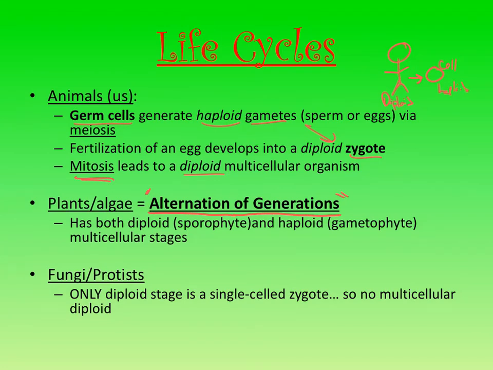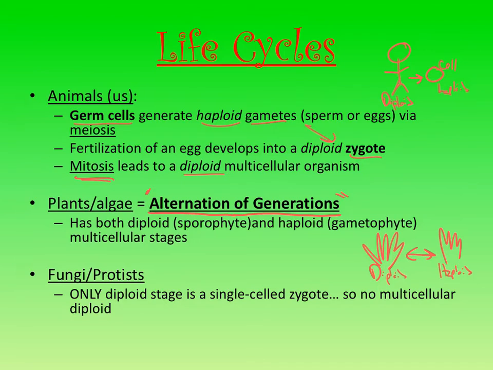But things like plants, right, can have a diploid multicellular stage and a haploid multicellular stage, and they alternate between the two. The diploid version called a sporophyte and the haploid version called a gametophyte. And again, we'll get into this more in the second semester, but two separate multicellular types of organism that is the same thing, really.